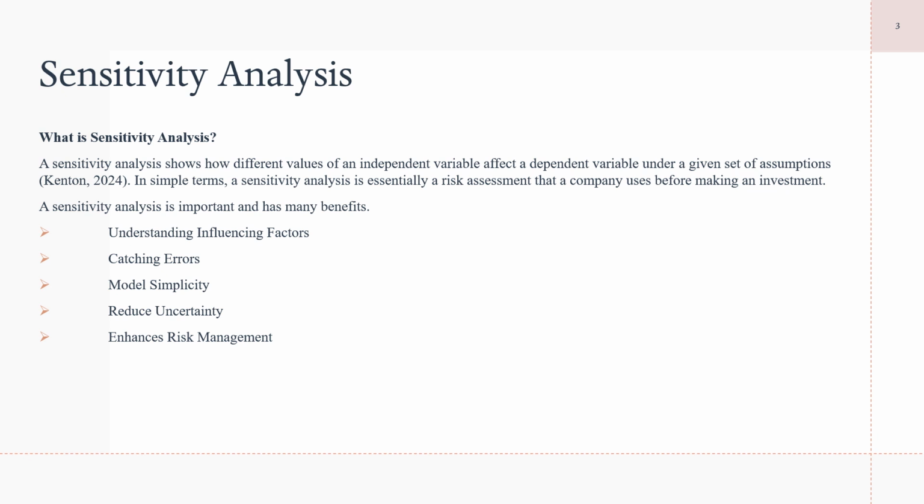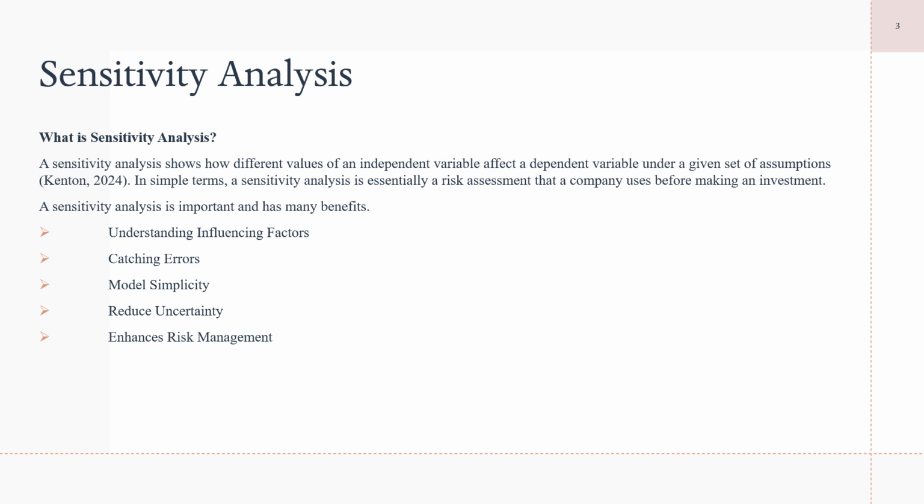Those include, but are not limited to, understanding influencing factors, catching errors, model simplicity, reducing uncertainty, and enhancing risk management. So understanding the influencing factors is basically what and how external factors interact with a specific project or undertaking. This allows management to see what input variables may impact output variables.